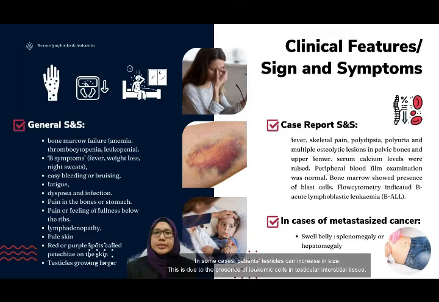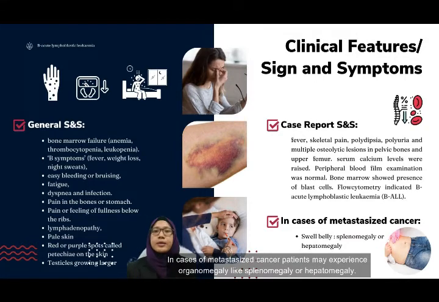In some cases, the patient's testicle can increase in size. This is due to the presence of leukemic cells in the testicular interstitial tissue. In cases of metastatic cancer, patients may experience organomegaly like splenomegaly or hepatomegaly.